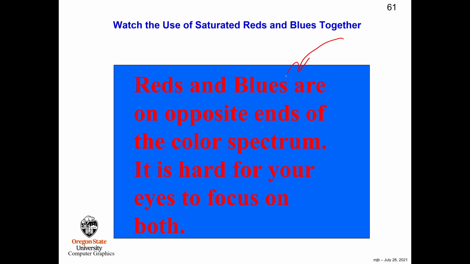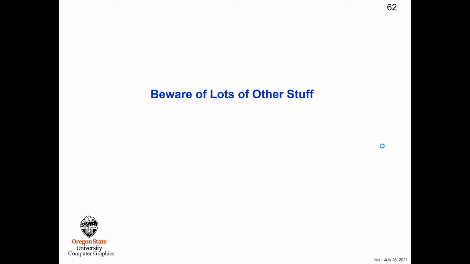You actually see this sometimes in rock concerts. They'll bathe the curtain behind the band in blue, they'll bathe the band in red, and it kind of looks like everything's vibrating. Sometimes people do this on purpose. Don't do it in your own graphics displays unless you're just playing around, which is kind of fun. All right, other stuff.